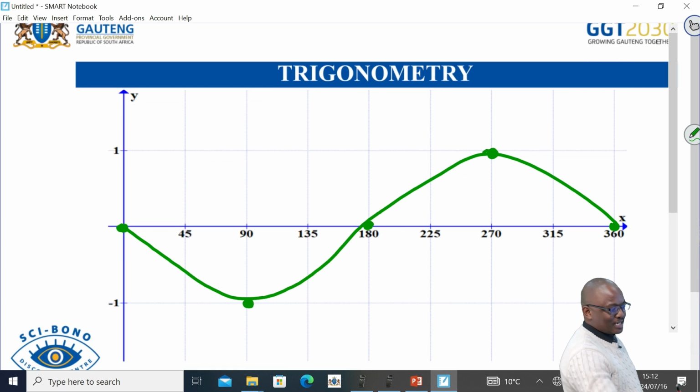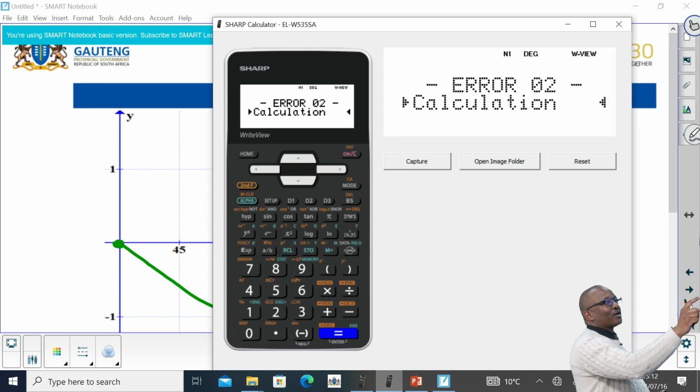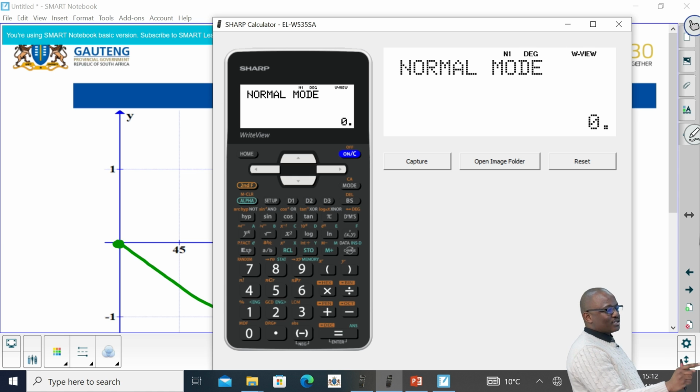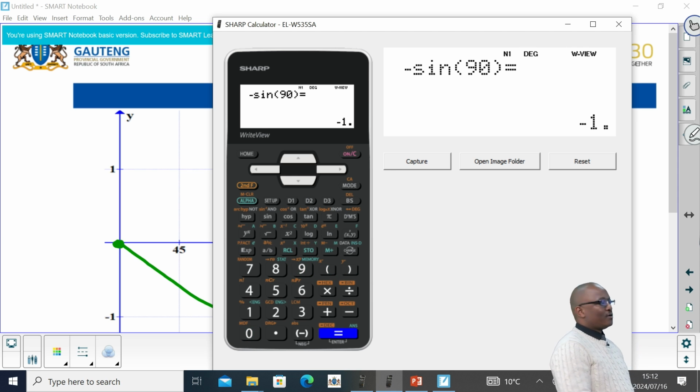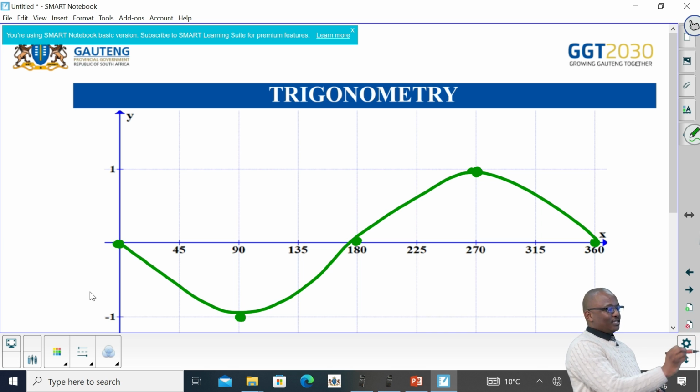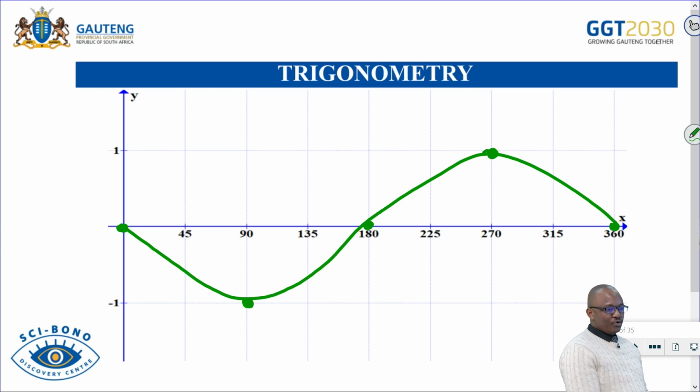So now you can see that our graph for sine has a different shape now. But it makes sense because remember, if you go to your calculator and you say negative sine of, let's say, 90, you are going to get negative 1. So hence, here at 90, we get negative 1. So basically, that's how you will sketch that graph.